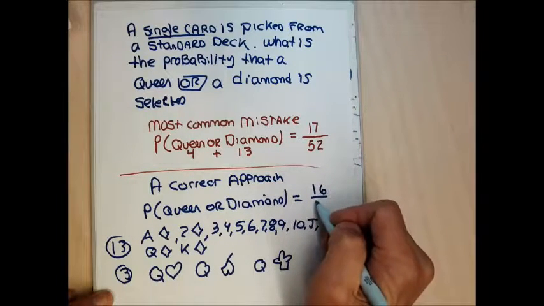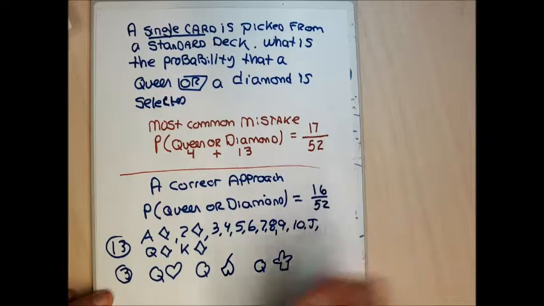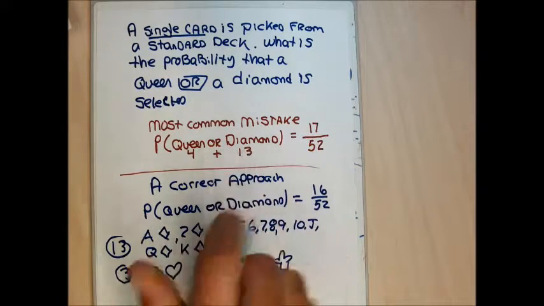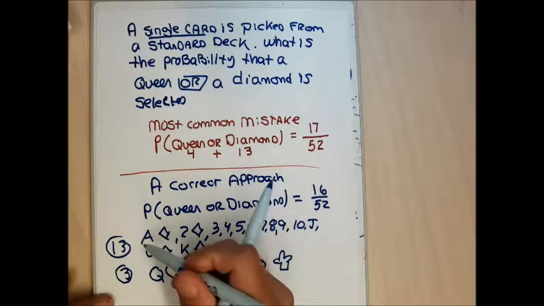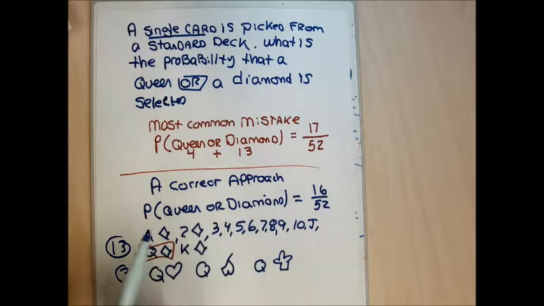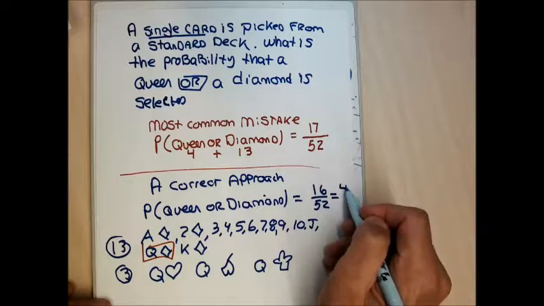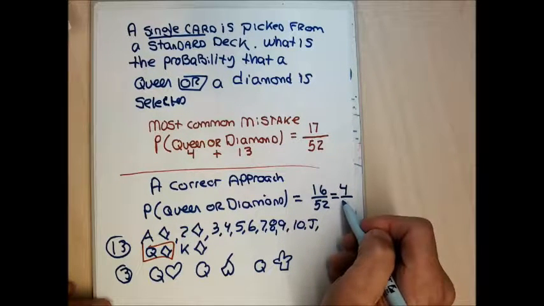This probability should really be 16 in 52 because there's only 16 cards in the deck that are diamonds or queens. The queen of diamonds doesn't get counted as 2 separate cards. And if you counted 4 queens and 13 diamonds, what you've incorrectly done is counted the queen of diamonds twice. Let me reduce this by 4. 16 divided by 4 is 4. 52 divided by 4 is 13.